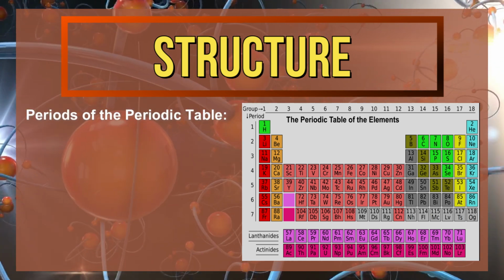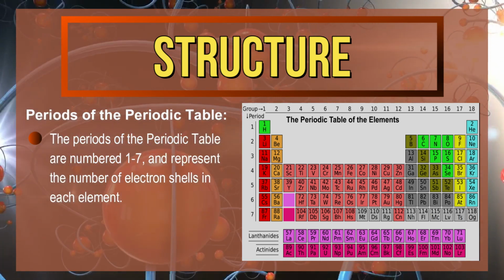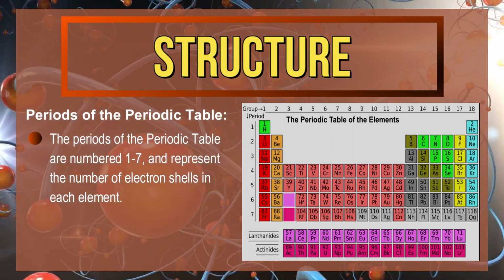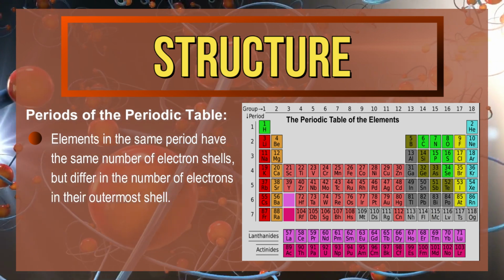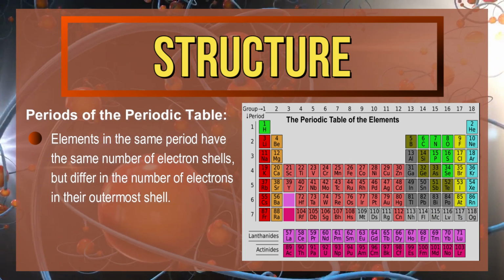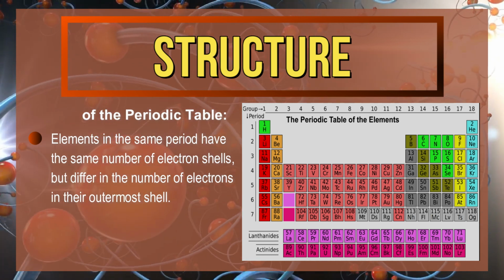Periods of the periodic table. The periods of the periodic table are numbered 1 to 7 and represent the number of electron shells in each element. Elements in the same period have the same number of electron shells but differ in the number of electrons in their outermost shell.